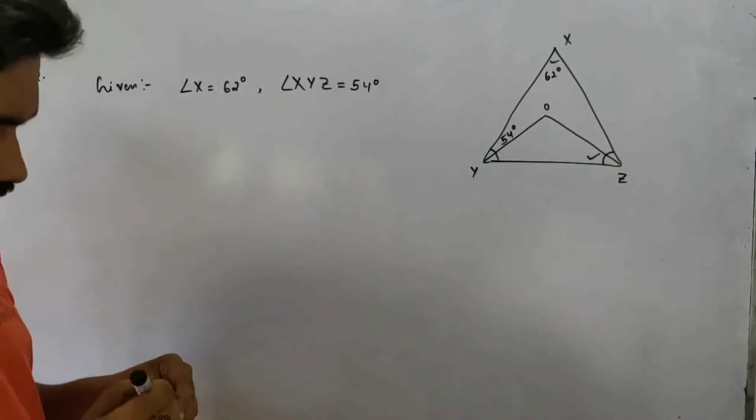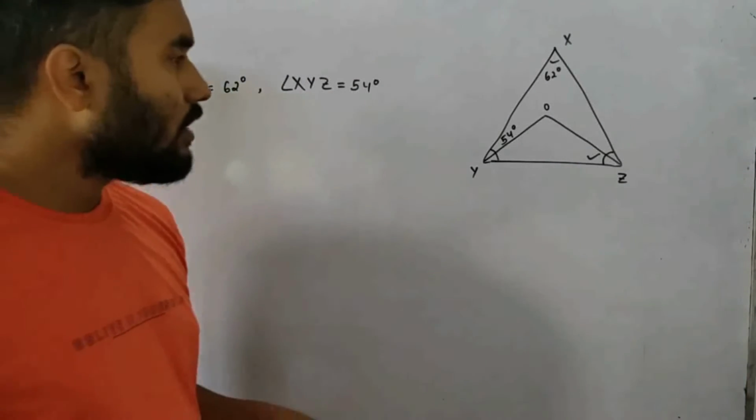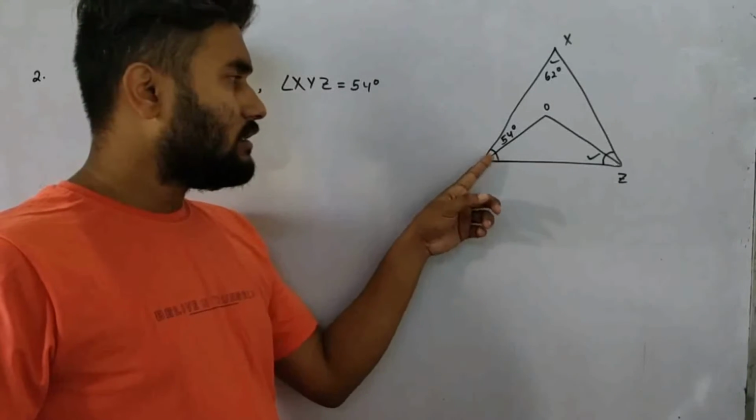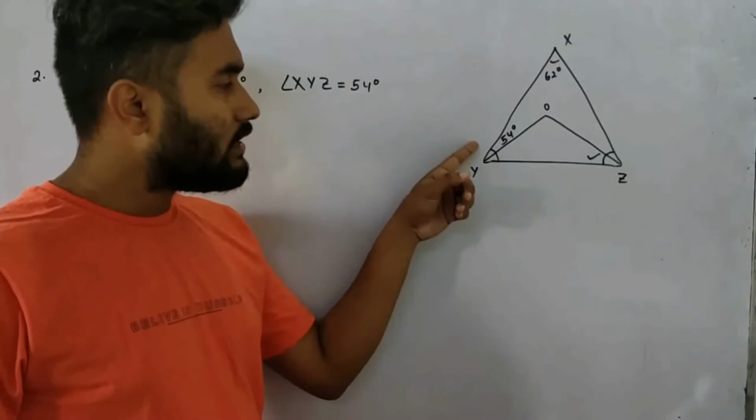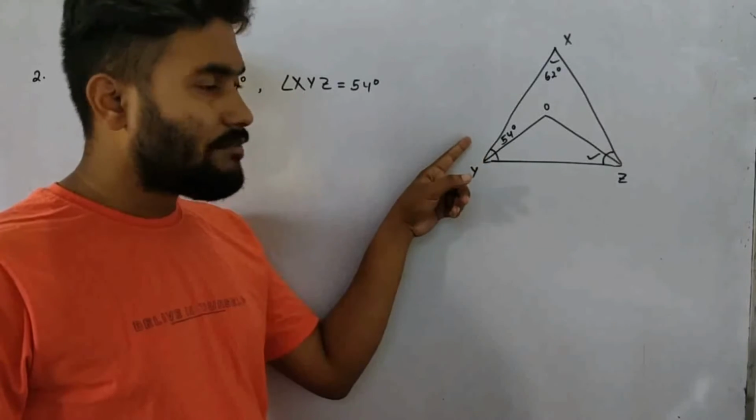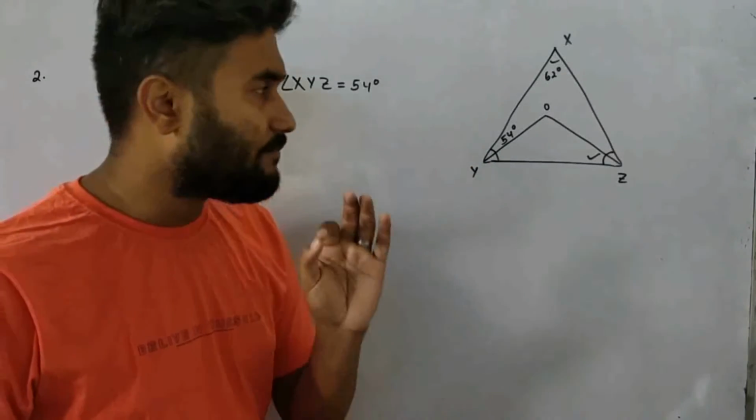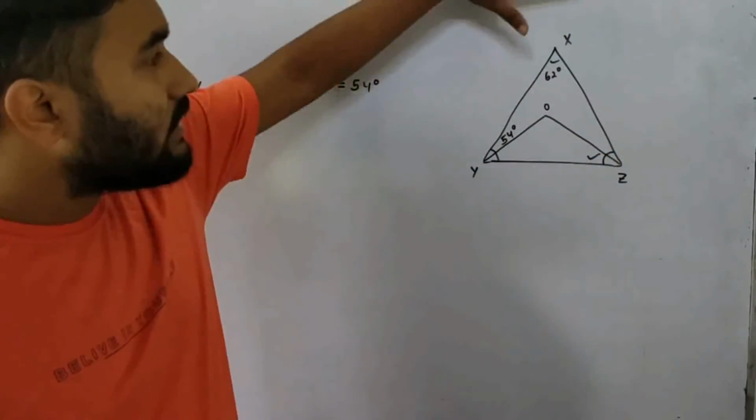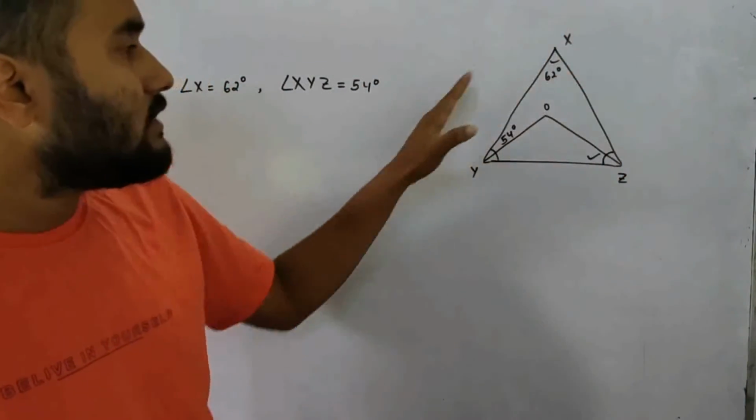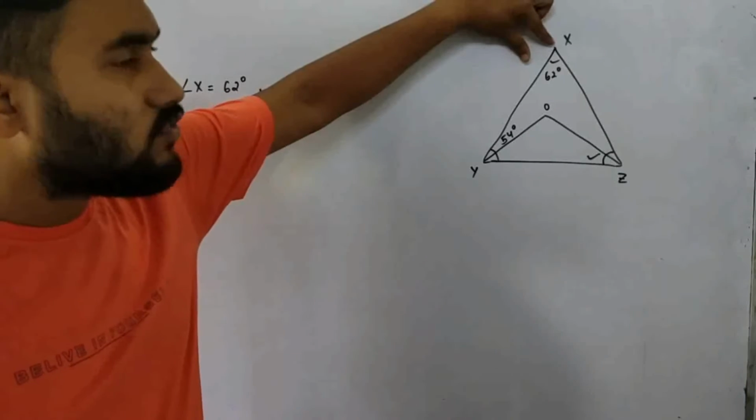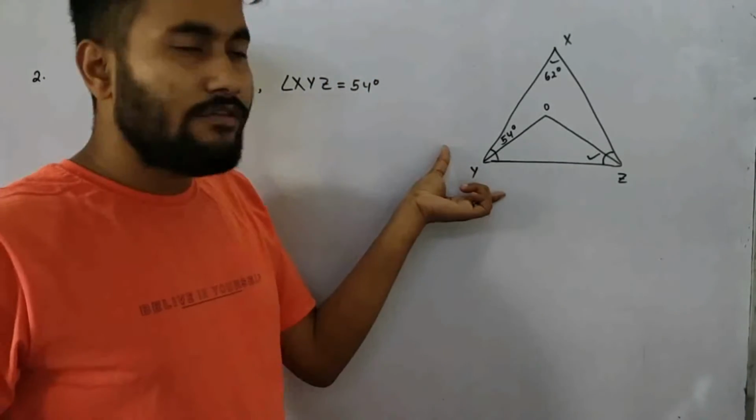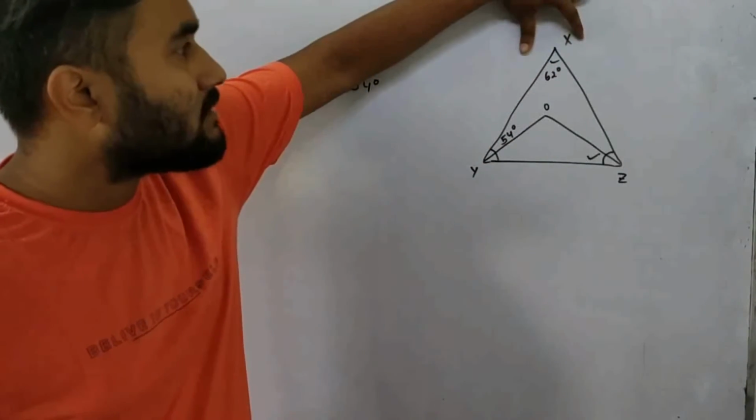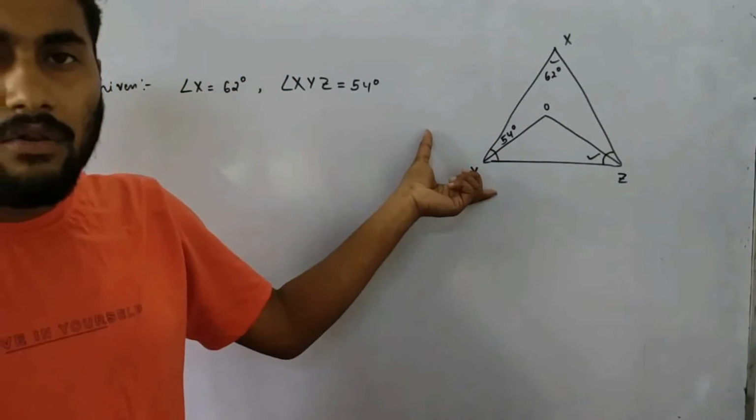So see how I will find it first. Now I know that this angle is the complete 54 degrees, and these are bisected, so this upper portion and this lower portion are exactly the same. Similarly over here, upper portion and lower portion are the same. So see, in this triangle XYZ, this 62 degrees is given and this complete 54 degrees is given. That means the complete angle X is given and the complete angle Y is also given.